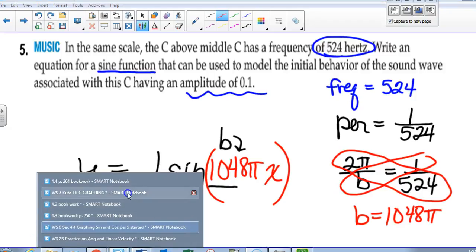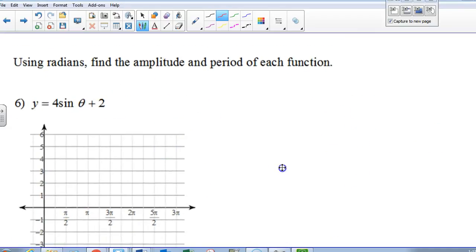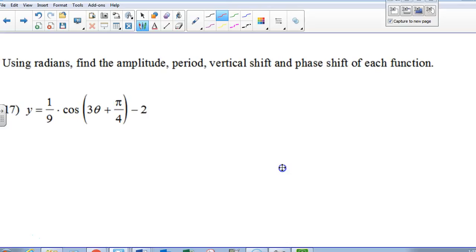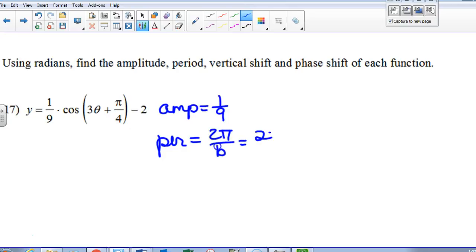Guys, can I do 1 off 7b? Somebody want to pick one down at the bottom of 7b? Let's do 17. All right, number 17. What is the amplitude? What is the period? 2 pi divided by b, which is 3, so it's just 2 pi over 3. What is the vertical shift? Down 2, good job. And then the last one that's a little tricky is the phase shift, which is what?